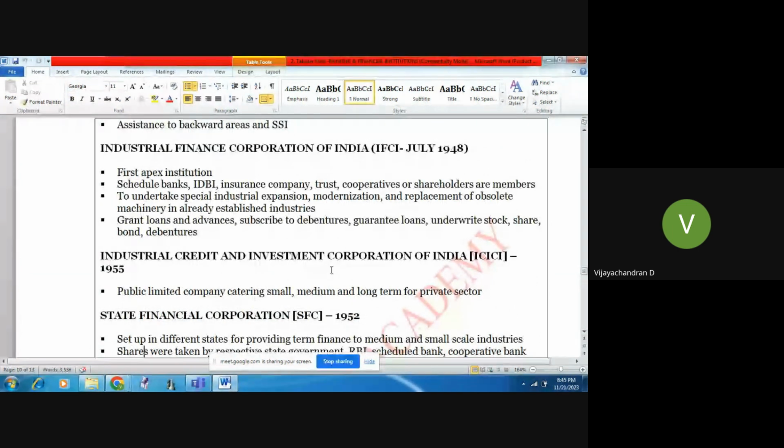IFCI, I told, is no more. It was liquidated, so don't worry about IFCI. ICICI is only a private bank, coming under the private sector, giving loans for industries, in the year 1955. So no sponsor. Don't worry about the sponsorship. Who is creating the development? You don't worry regarding ICICI, because it is a private bank.